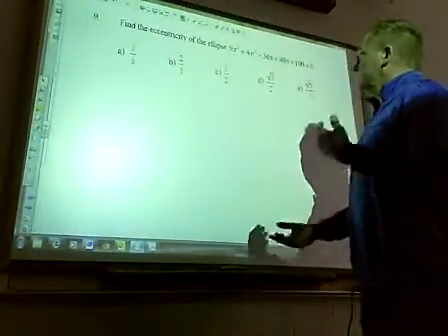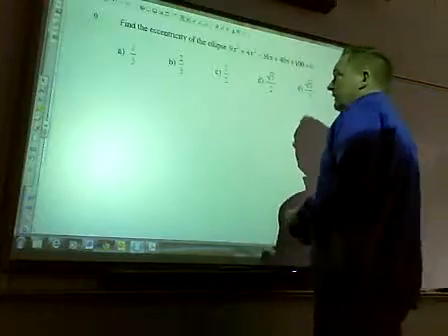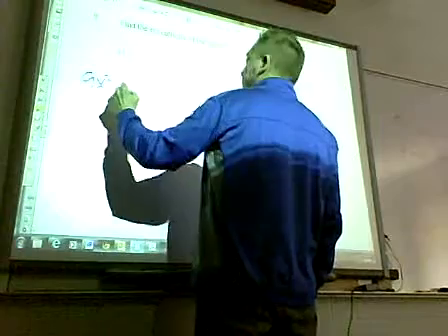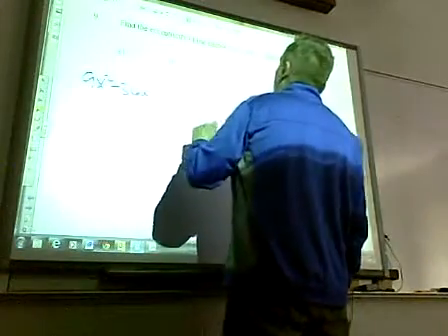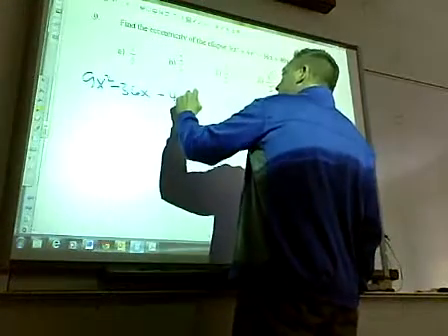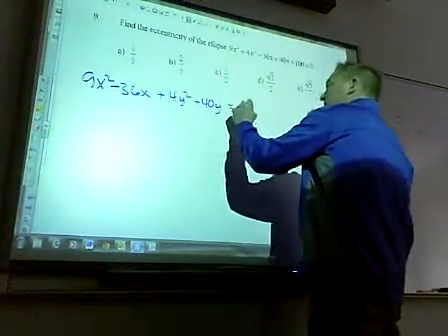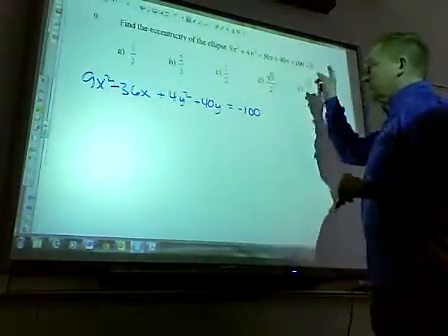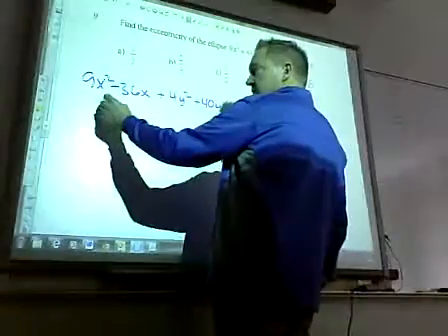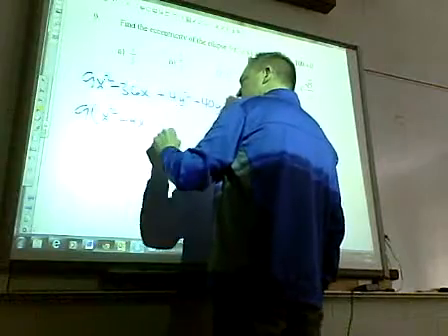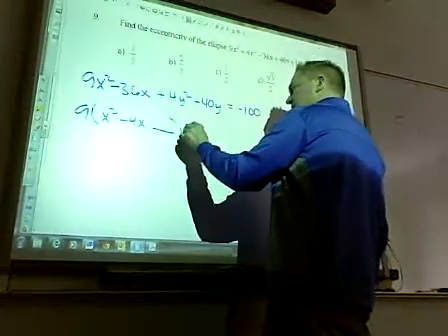Find the eccentricity of the ellipse. Ooh, fun stuff. Okay, we've got to get this into the different form. We're going to group the x's. We're going to group the y's. And we're going to move the constant to the other side by subtracting the 100. Then before I can complete the square, I'm going to factor out the coefficient on those squared terms. Leave some space to complete the square.